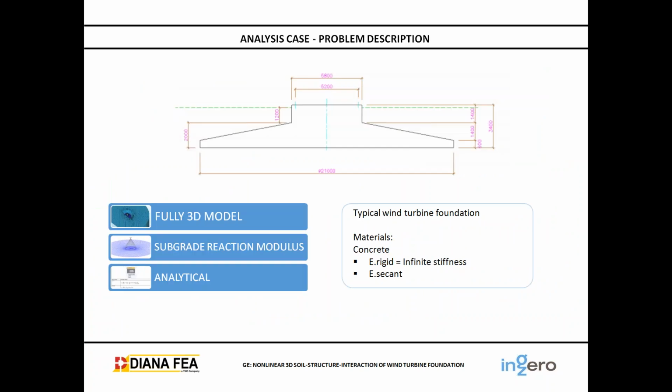So let's move to the analysis case we have made. We have simulated a typical wind turbine foundation, a circular one of 21 meters, and the material is reinforced concrete. We have studied its behavior with infinite stiffness of the foundation, or the second case, which is the elastic one.